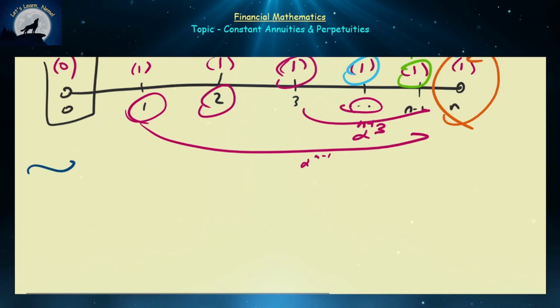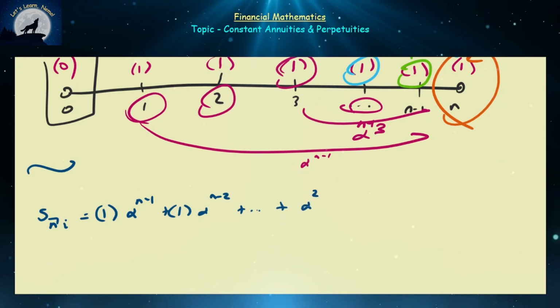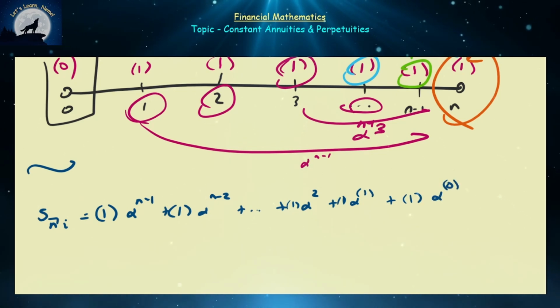So if we look at that, what would it be? S_n will be equal to 1 times alpha to the power of n minus 1, plus 1 times alpha to the n minus 2, if we're sort of moving forward in time. And then finally plus alpha squared times 1, and then plus alpha to the 1 times 1, and then finally we have 1 times alpha to the power of 0. That's according to that last particular payment.